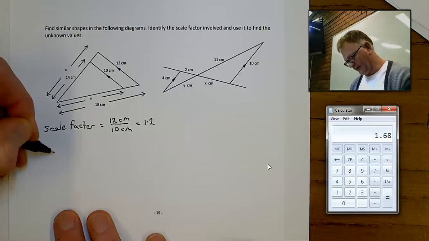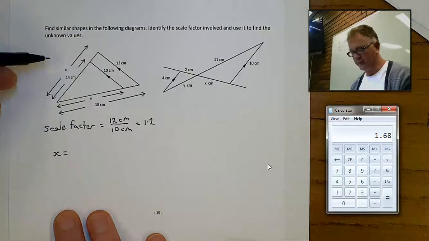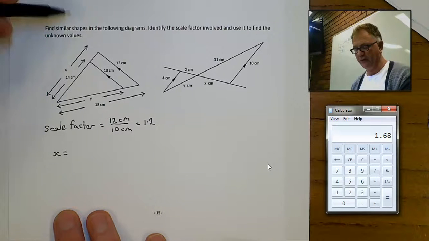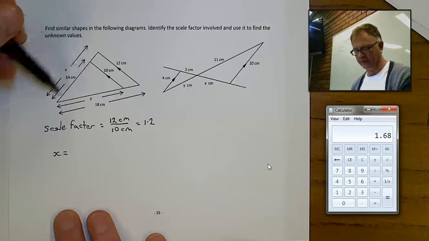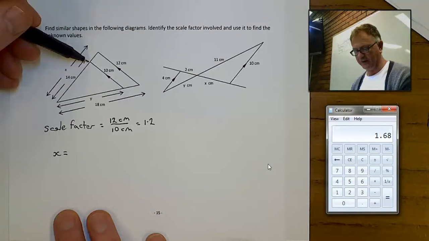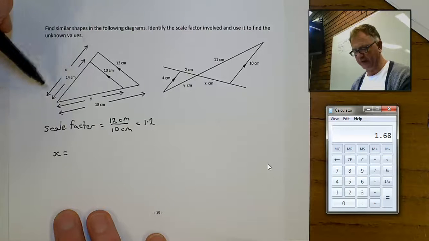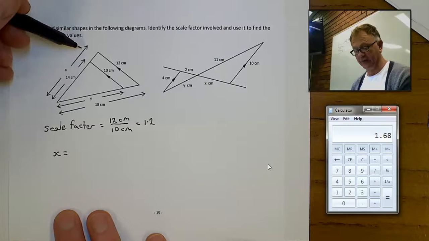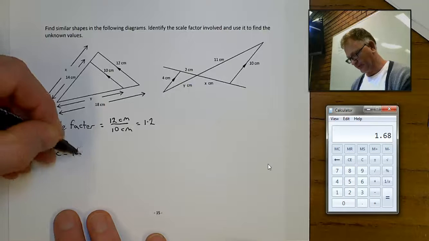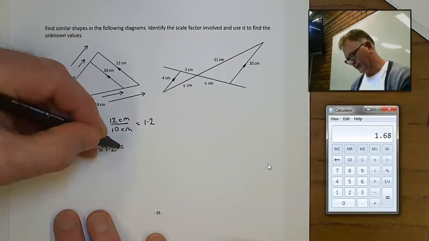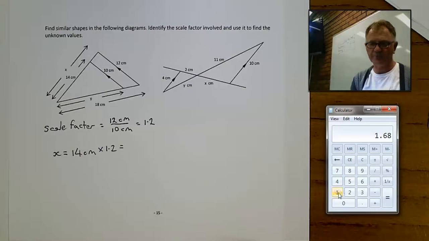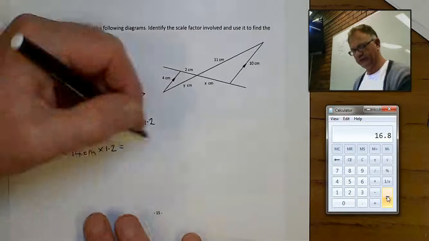x is equal to 1.2 times the size it was on the original triangle. This is the corresponding position on the small triangle, on the original triangle. Now we've blown it up to be this size by a factor of 1.2. So it was 14 centimetres on the small triangle, times by 1.2 to get its size on the large triangle. Equals 16.8 centimetres.